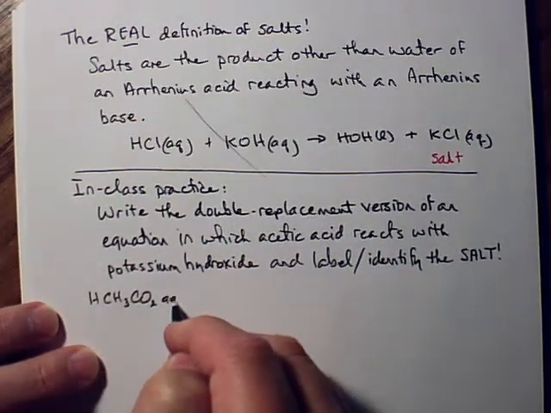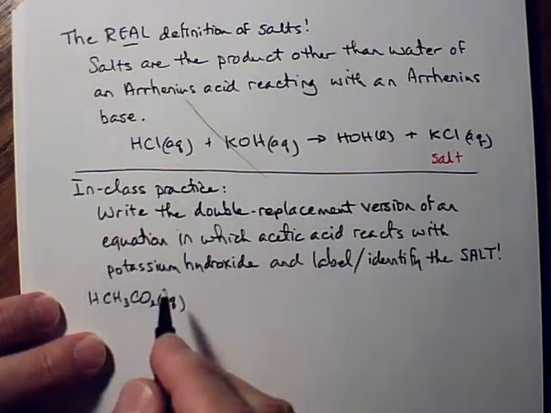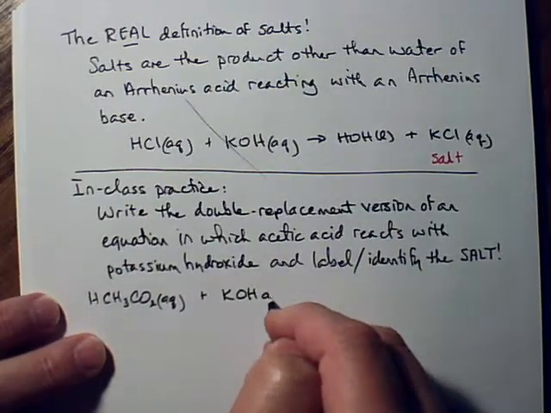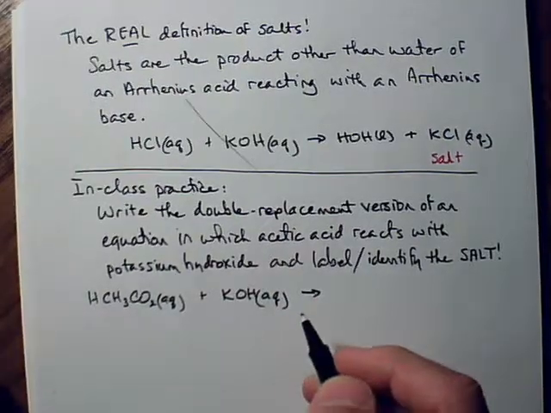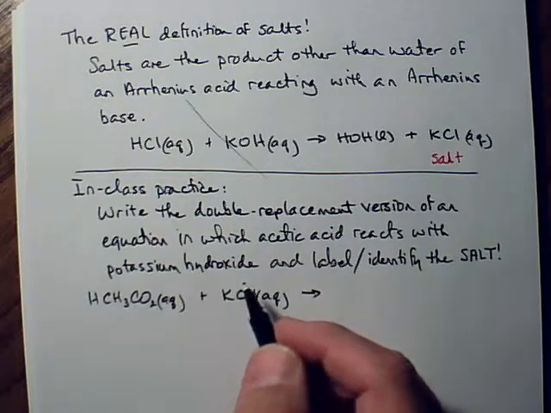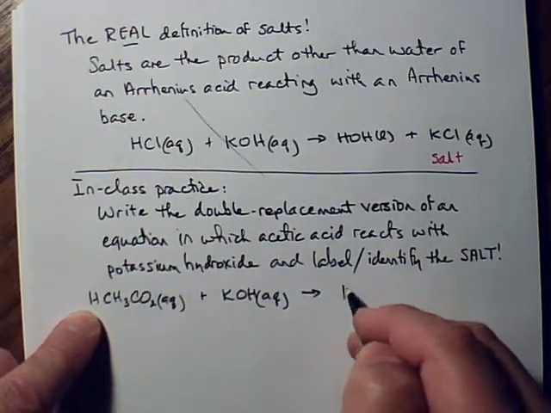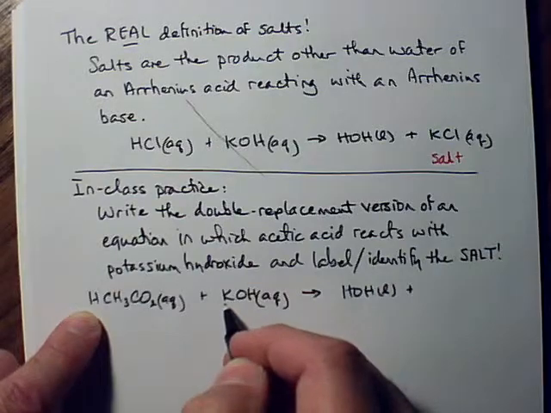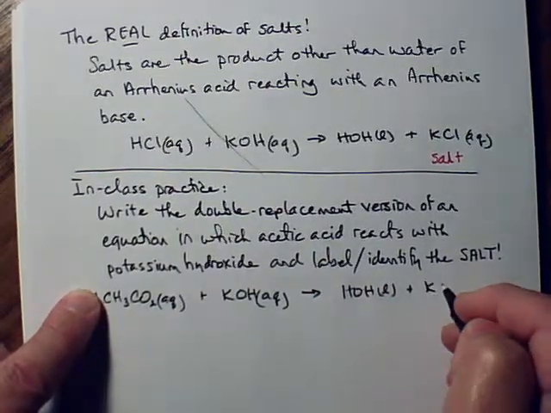So here's our acetic acid dissolved in water, and we're going to react it with potassium hydroxide. Now we're going to write it using the double replacement form that we used back in Unit 5. The hydrogen ion just joins up with the back of this, which is the hydroxide ion. We get HOH, or H2O. And the potassium, the front of this, joins up with the back of this, which is the acetate ion.